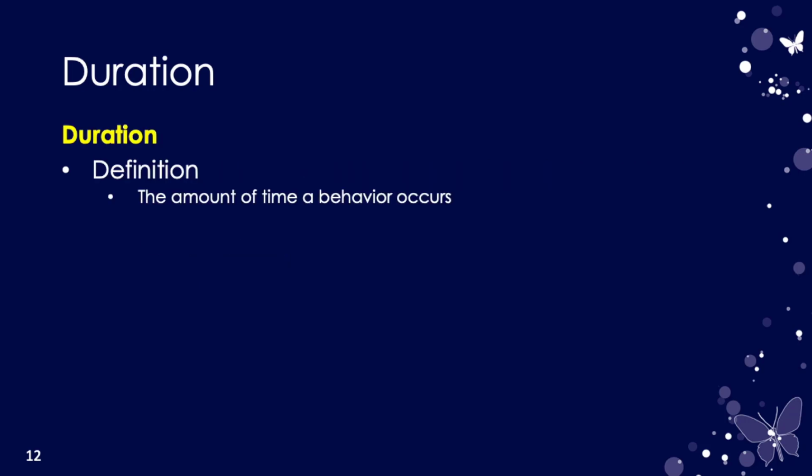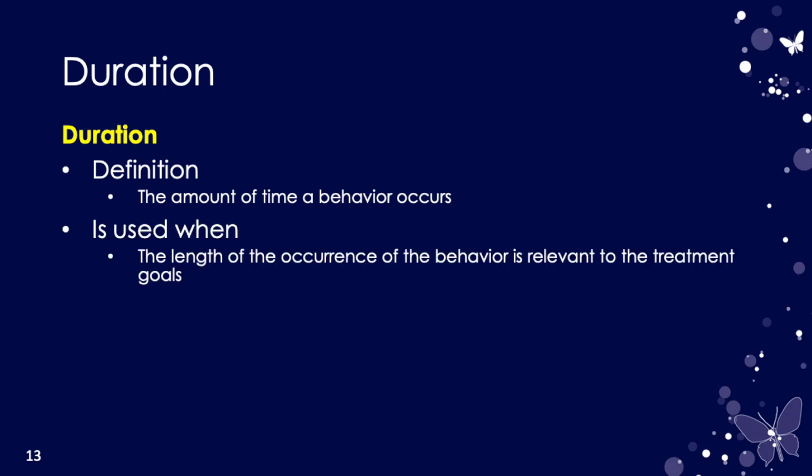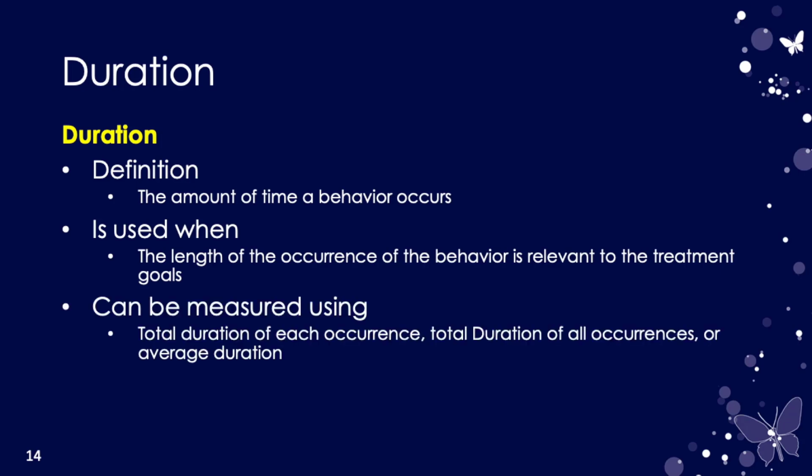The definition of duration is the amount of time a behavior occurs. We use duration to measure behavior when the length of the occurrence of the behavior is relevant to the treatment goals. We can measure the amount of time a behavior occurs by looking at the total duration of each occurrence, the total duration of all occurrences, or the average duration.